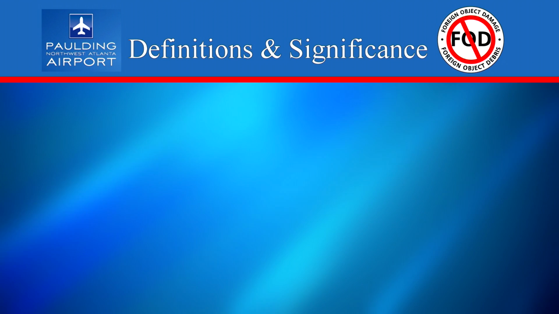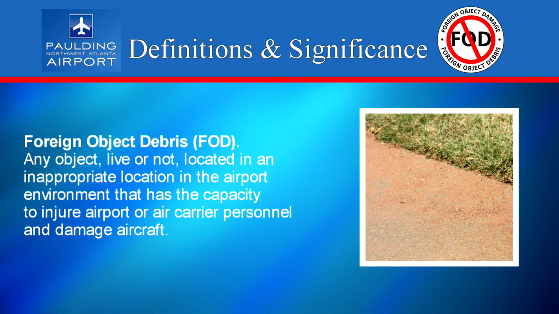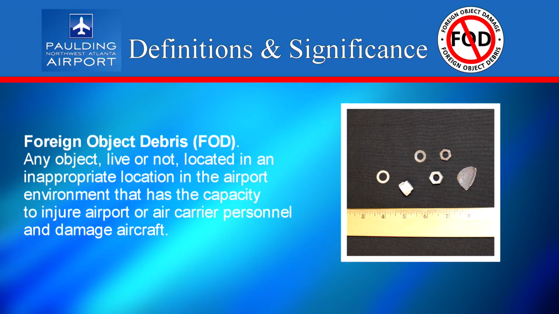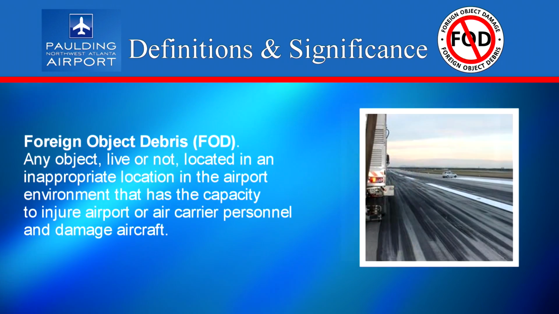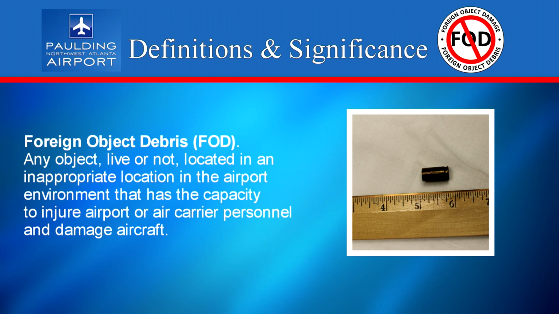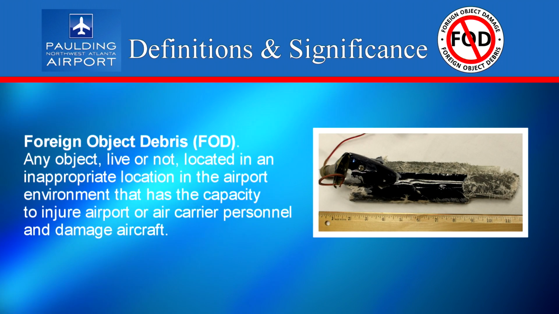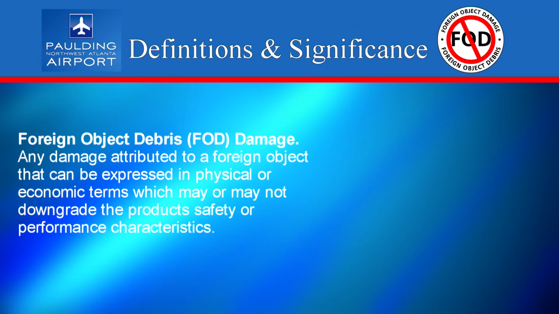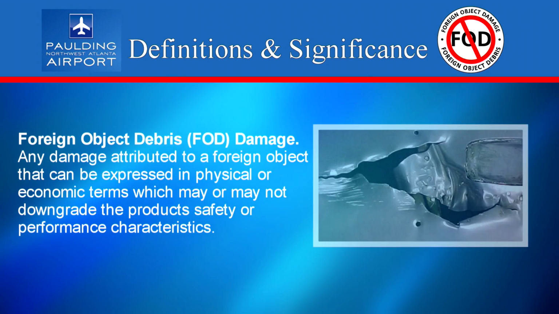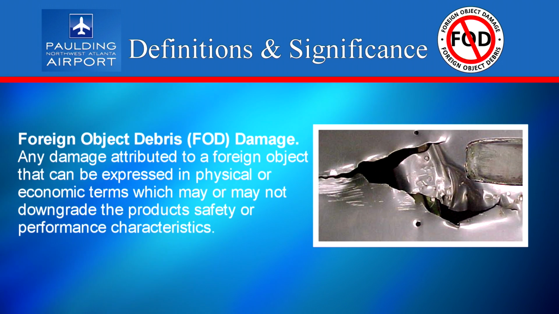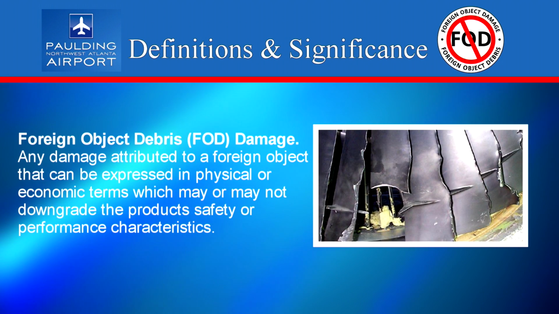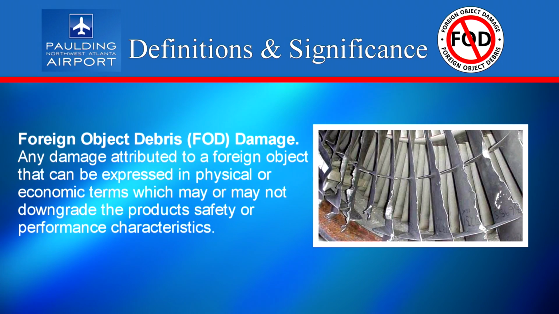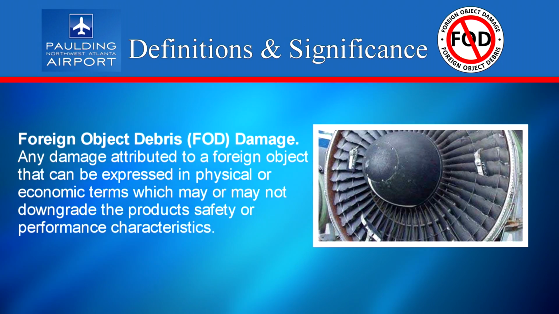Some key definitions and significance. Foreign object debris, FOD: any object, live or not, located in an inappropriate location in the airport environment that has the capacity to injure airport or air carrier personnel and damage aircraft. Foreign object debris, FOD damage: any damage attributed to a foreign object that can be expressed in physical or economic terms which may or may not downgrade the product's safety or performance characteristics.